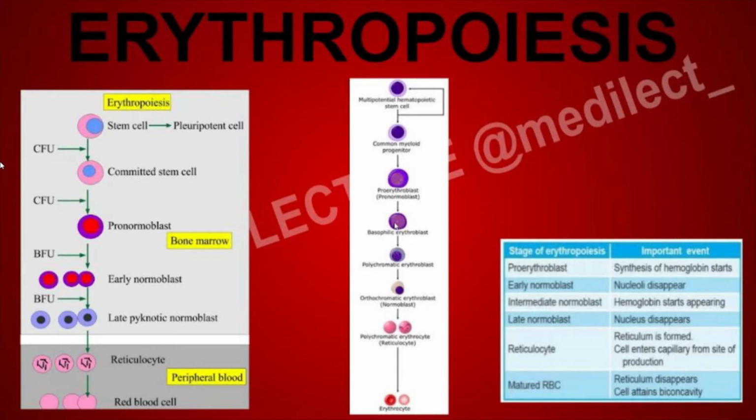In the early normoblast stage, the basophilic one, the nucleoli disappear. I told you before also. In the late normoblast stage, the nucleus disappears. In the reticulocyte, reticulum is formed. The cell enters the capillary from the site of production, and in the mature RBC the reticulum disappears and the cell attains biconcavity. So this was the whole concept of erythropoiesis.